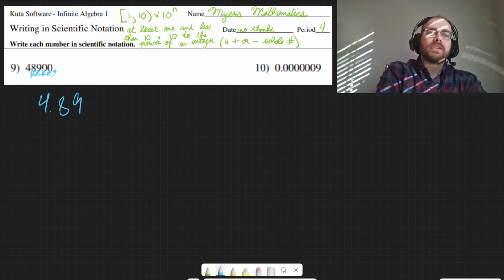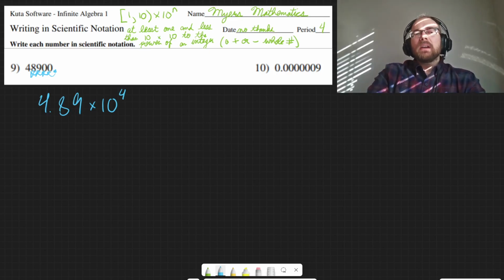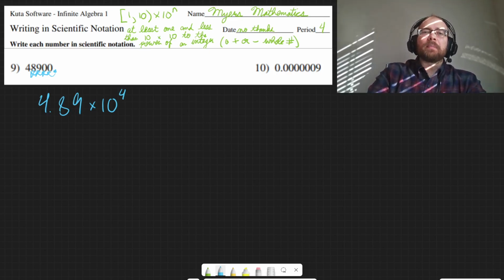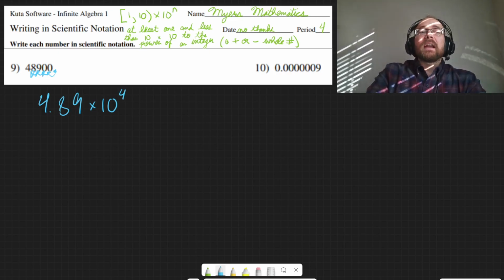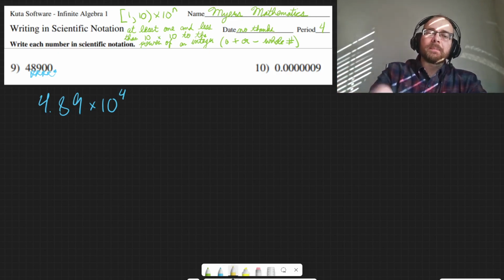Now, how many spaces did we have to move it? 1, 2, 3, 4. 4 spaces, so I times it by 10 to the 4th. If you're moving spaces to the left, you do positive powers. Moving to the right, you do negative powers. The other way you can think about it is if you have a big number, you're going to need a big power, as in a positive power. And if you have a little number, like 0.0000000, however many zeros that is, 9, that's a small number, so you're going to need a small number power, aka a negative one. So, speaking of, let's go ahead and jump into number 10 here.